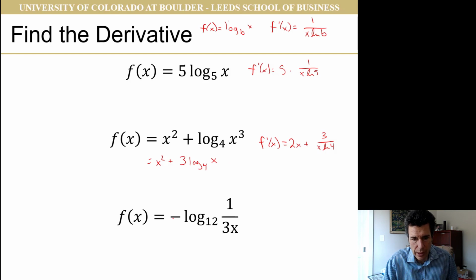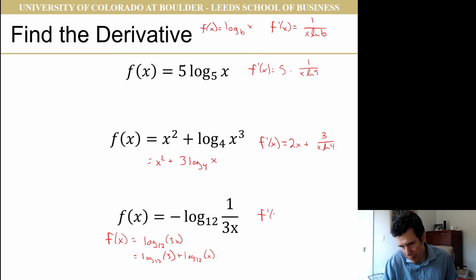And for the last one, negative log base 12, 1 over 3x. Okay, we have to do a little work. F of x equals, 1 over 3x is 3x to the minus 1. We bring the minus 1 out, so that's plus log base 12 of 3x. And then if we're multiplying things together inside the log function, that's the sum. So we get log base 12 of 3 plus log base 12 of x.